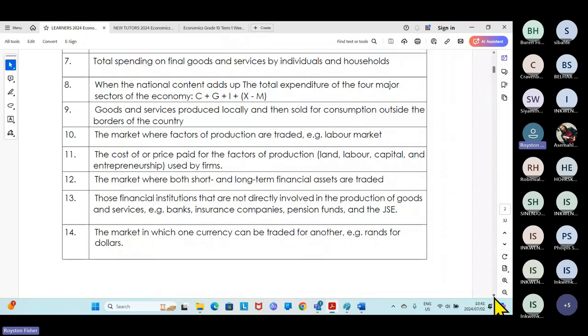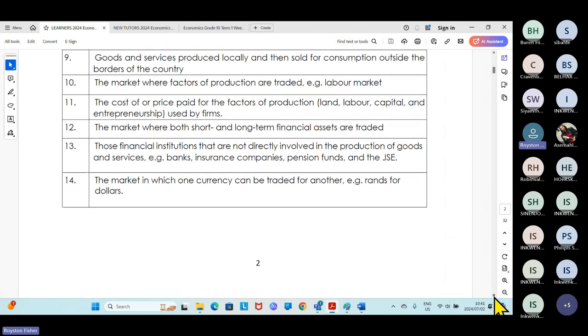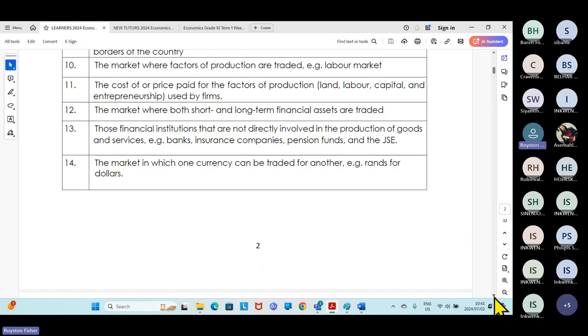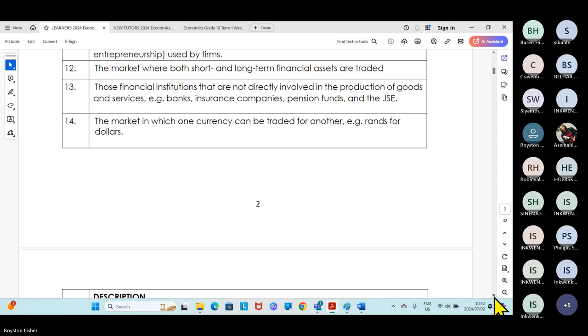Then the last concept for the circular flow would be the market in which one currency can be traded for another. For example, we would like to trade the rand for a dollar. This is the market that you'll use when you travel to another country, where we need to pay in the particular currency. Or this is also the market that you'll use when you import and export. Does anyone have an answer for us for number 14, please? So number 14 would be your foreign exchange market.